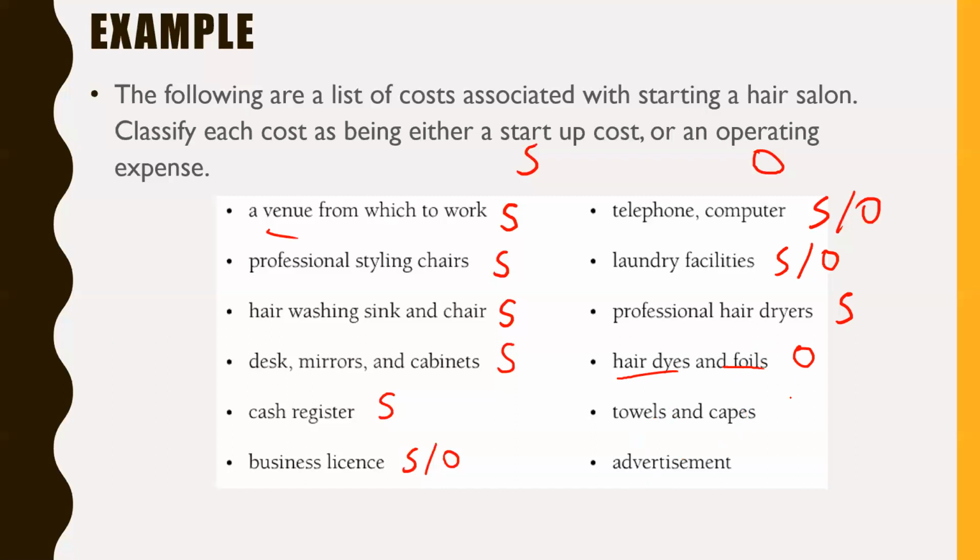Towels and capes, that's a little bit of both for sure. So startup and operating costs. Your towels, of course, are going to wear out, and same with the capes that you use, so people don't get their hair on their own clothes when you're cutting them. So yeah, that'll be a little bit of both.